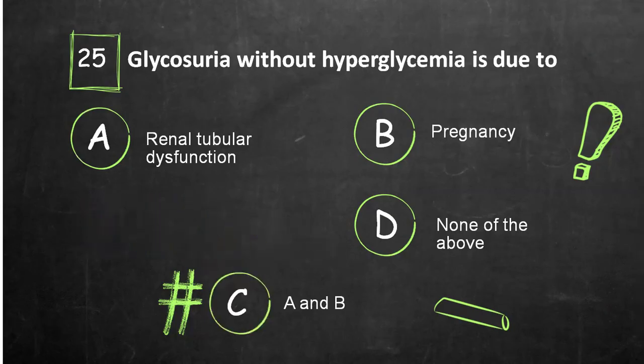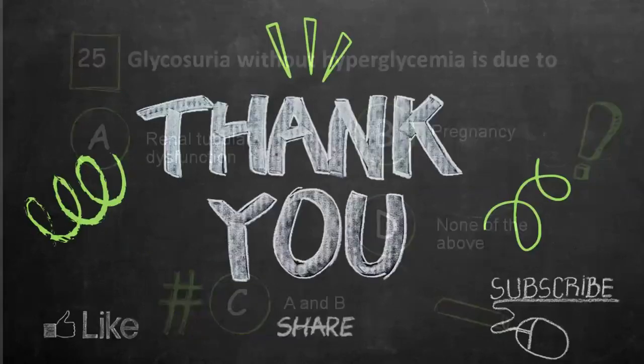So in case of renal tubular dysfunction and in case of pregnancy, we can see glycosuria without hyperglycemia.